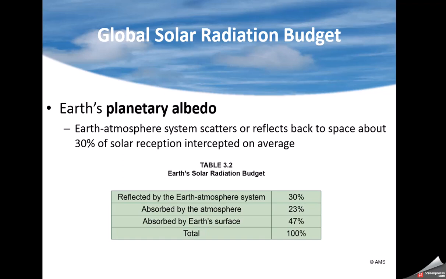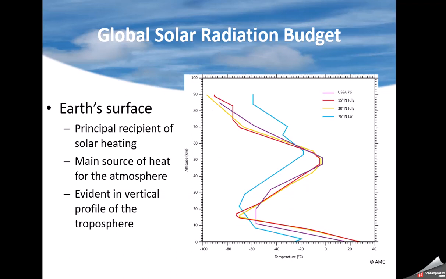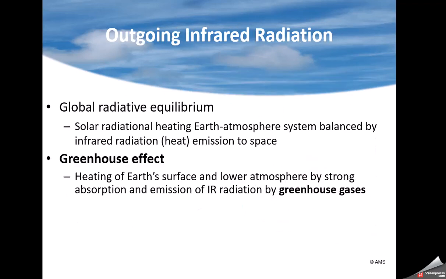And here is basically how all these things work. Reflected from the Earth's atmosphere system is 30%. Absorbed by the Earth itself, 47%, and absorbed by the atmosphere itself, 23%, making up the total. The principal recipient of solar radiation is the Earth's surface. So it gets hotter at the Earth's surface than the rest of the atmosphere in the vertical, typically.